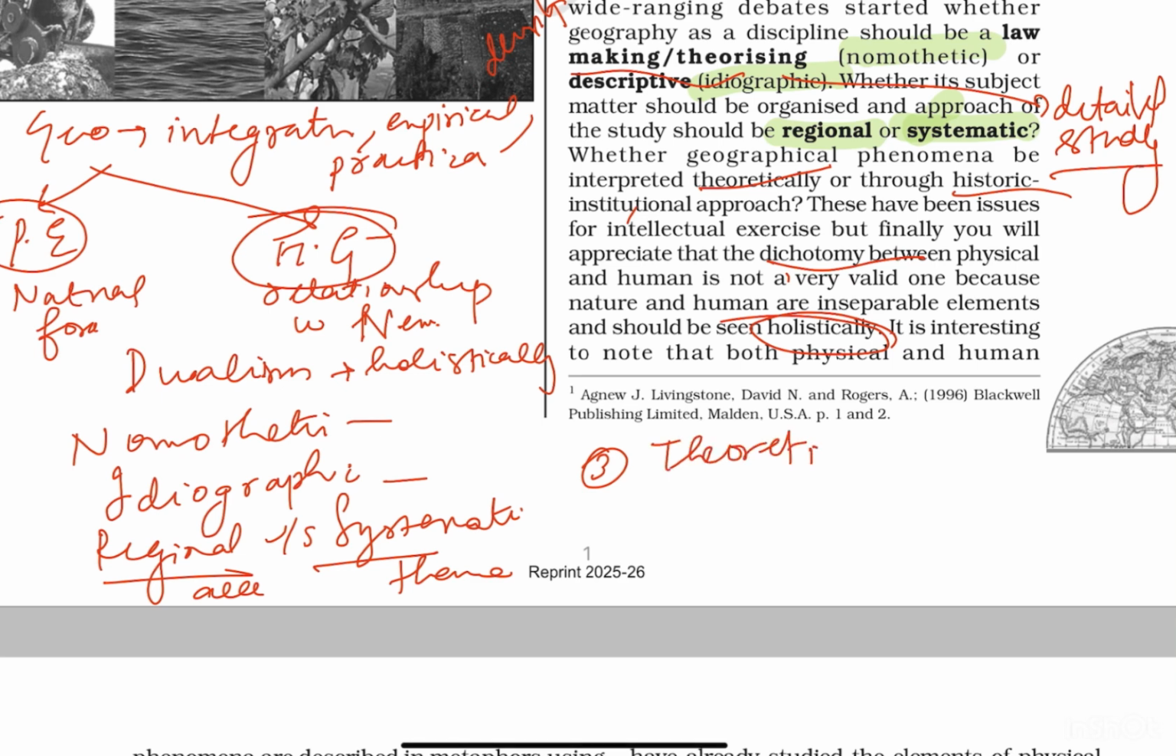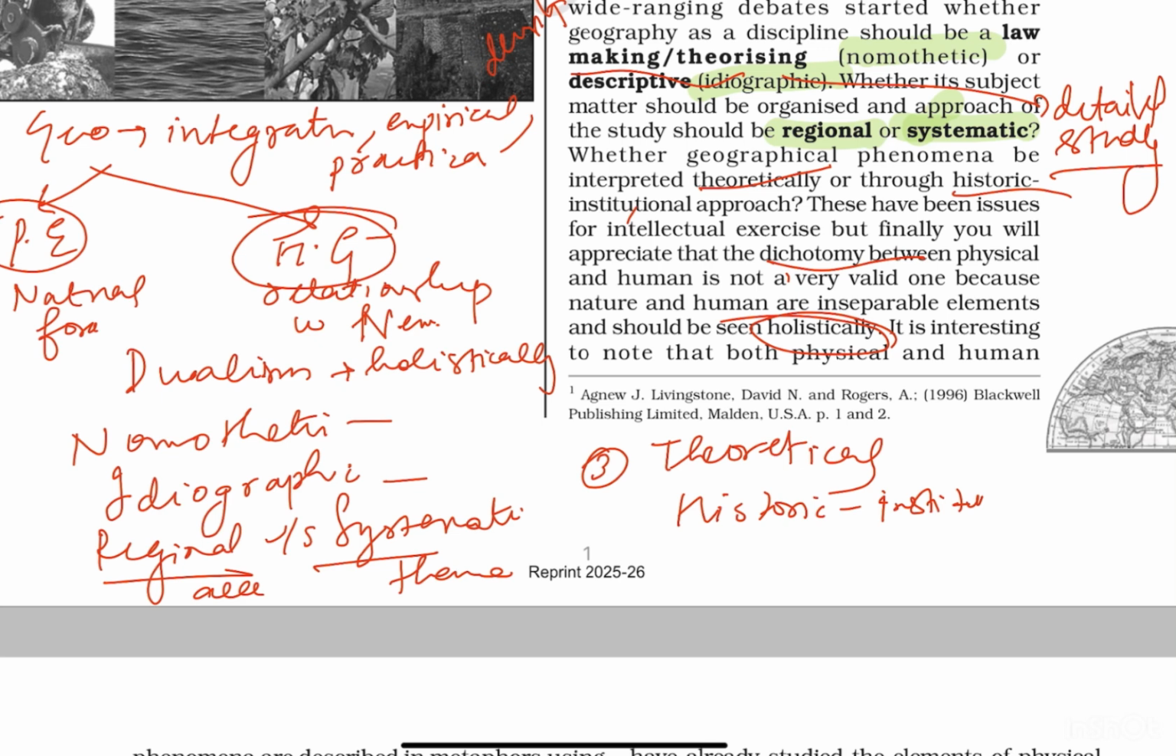And then we had gone to the third debate, which was the theoretical or historic institutional. This was the third debate that we studied, wherein whether it should be based on models or on historical or social context. And holistic approach that we should study both the physical and human geography together. Like earthquake, which is natural but its effect on people is human.